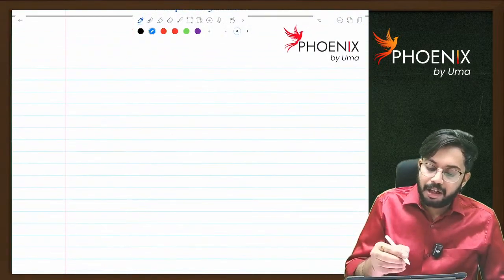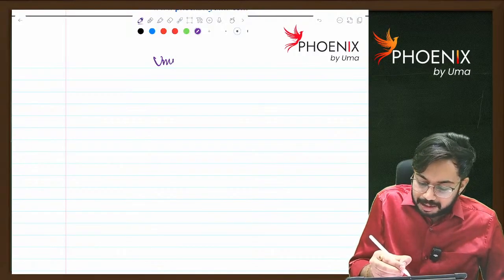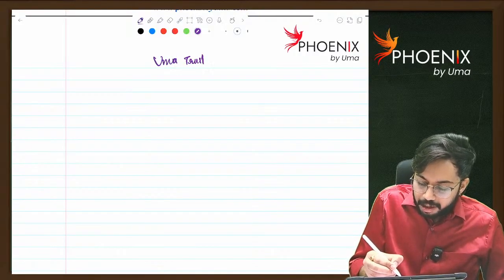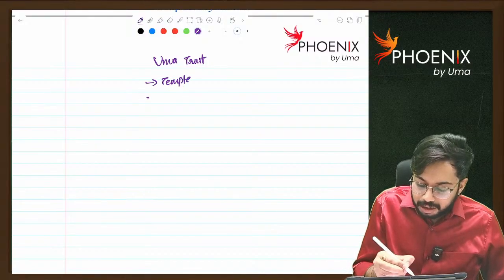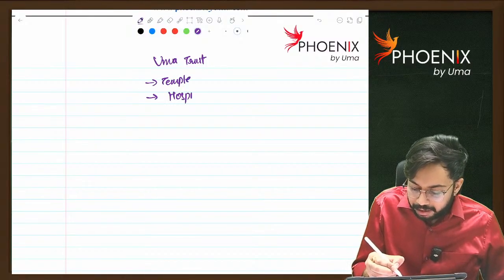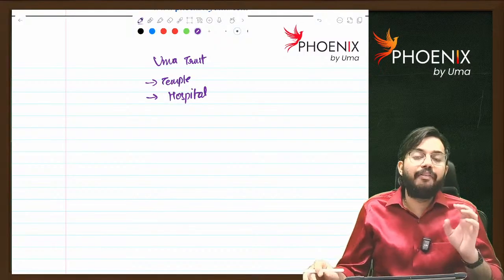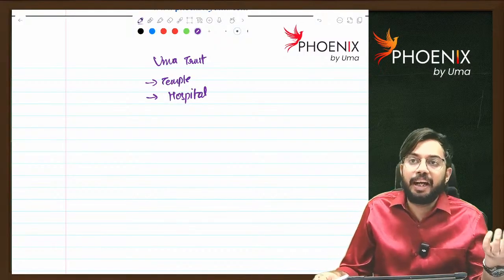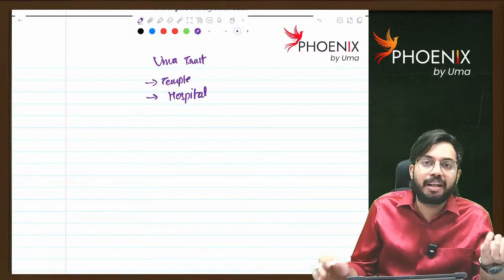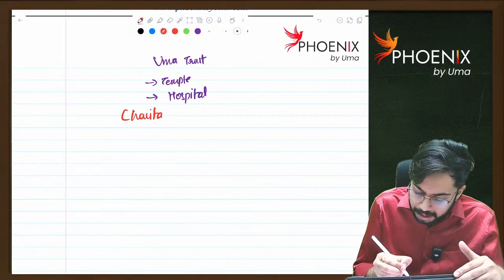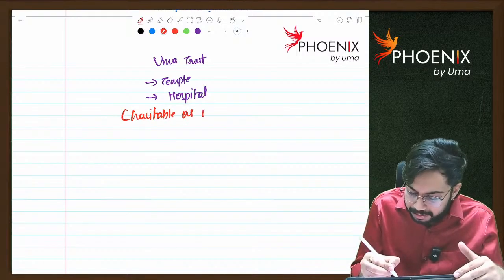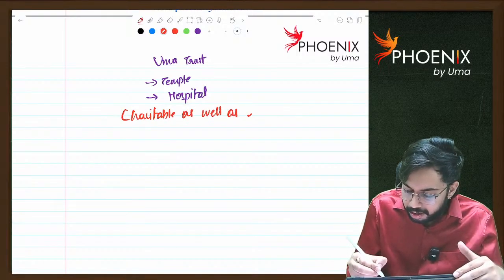Sir, there is a trust which has a temple and also a hospital. That means the trust is having both charitable entity as well as religious entity. Charitable as well as religious.